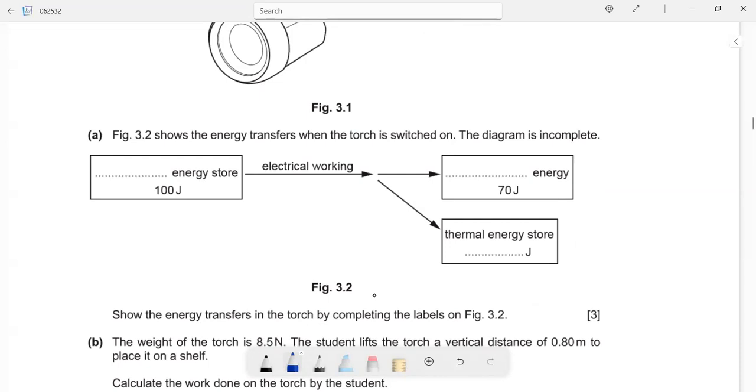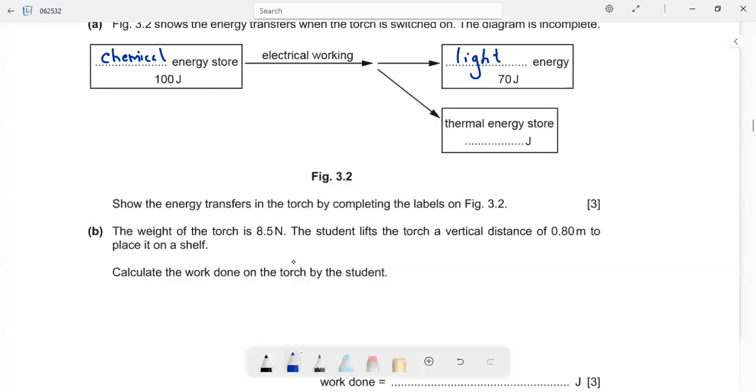So in a torch, in a battery, the chemical energy is being stored. This chemical energy is converted to light energy. Output we are getting is light. And some power dissipation happens and thermal energy will be released. So what is the thermal energy here? That will be total energy, it was 100 joules minus 70 joules, that will be equal to 30 joules.